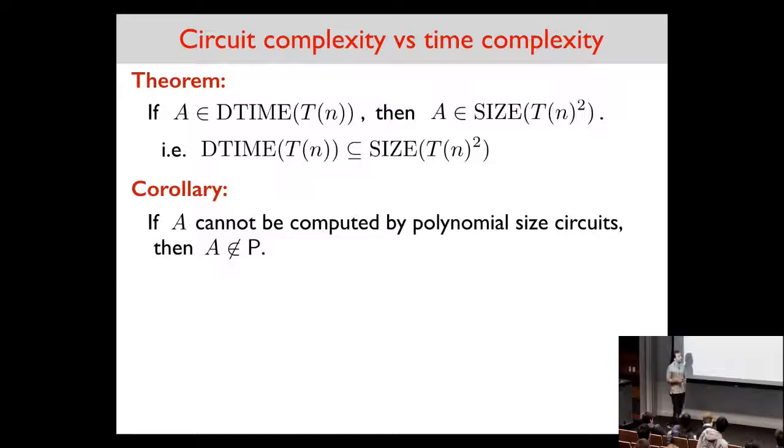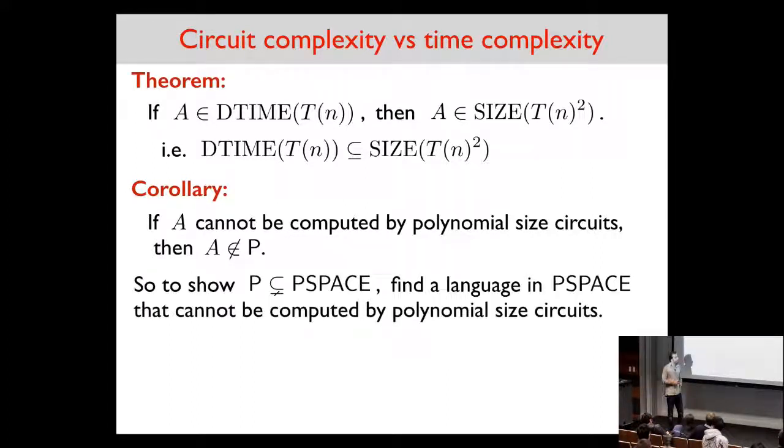So you could say as a corollary, if A cannot be computed by polynomial size circuits, then A cannot be in P. So it gives us a way to prove that some language is not in P. For example, to show that P is not equal to PSPACE, find a language in PSPACE that cannot be computed by polynomial size circuits.